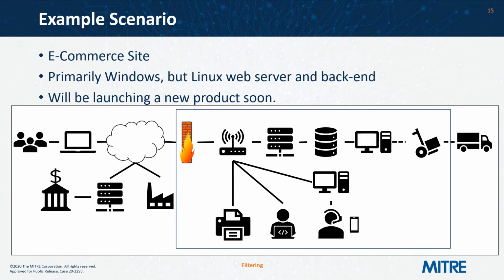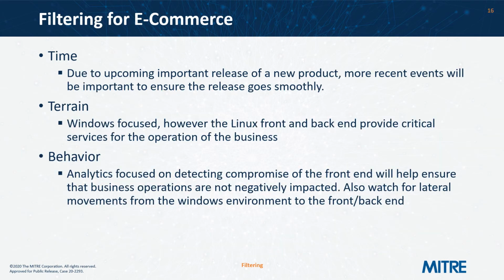Now, the e-commerce site plans to launch a new product soon. Think through the dimensions of time, terrain, and behavior to consider what you would want to include or exclude from the community repositories of TTPs, analytics, and data collection requirements for this scenario. Pause the video and give yourself a few minutes to think this through. Welcome back. What'd you come up with?